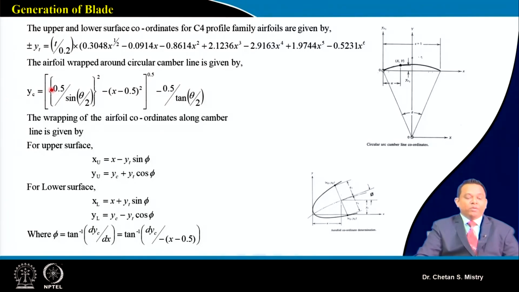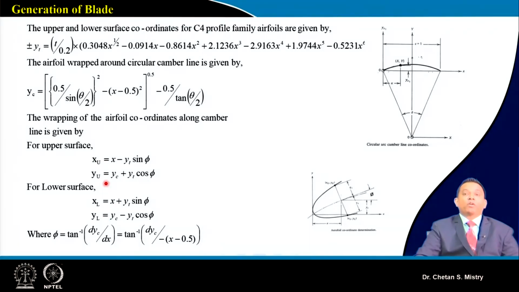Okay, and based on this camber line, now we are looking for the coordinates on the upper surface and lower surface. Here we can calculate our slope factor. That's what we are calculating based on our camber line equation. This is representing my slope factor, or say slope, phi. Once we know phi, we can calculate my upper coordinates and my lower coordinates.